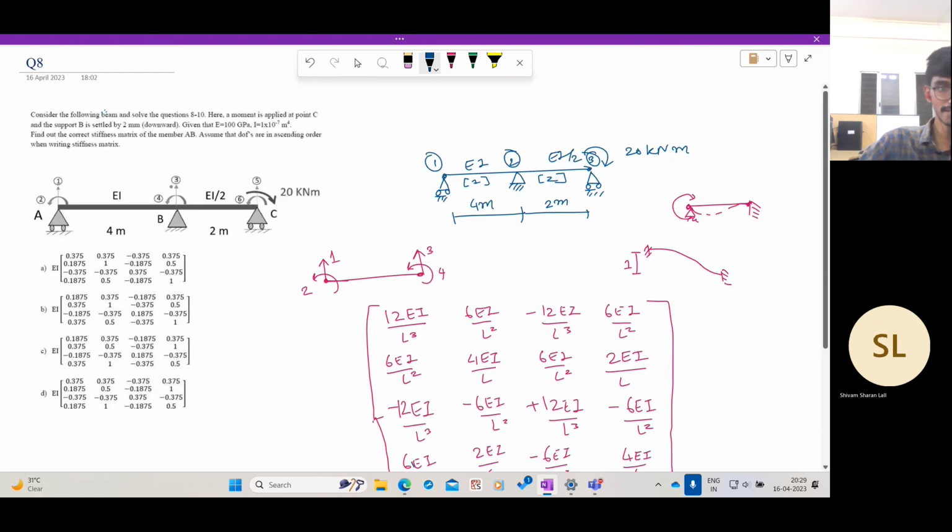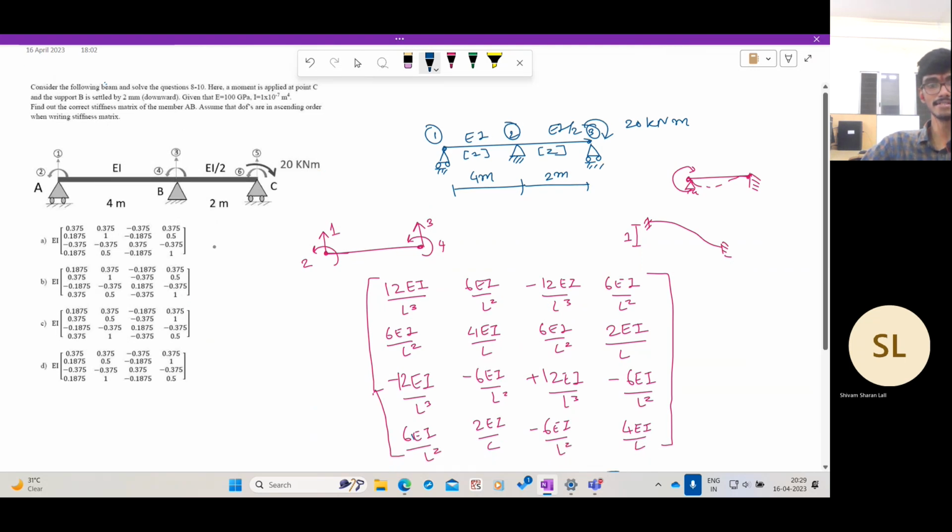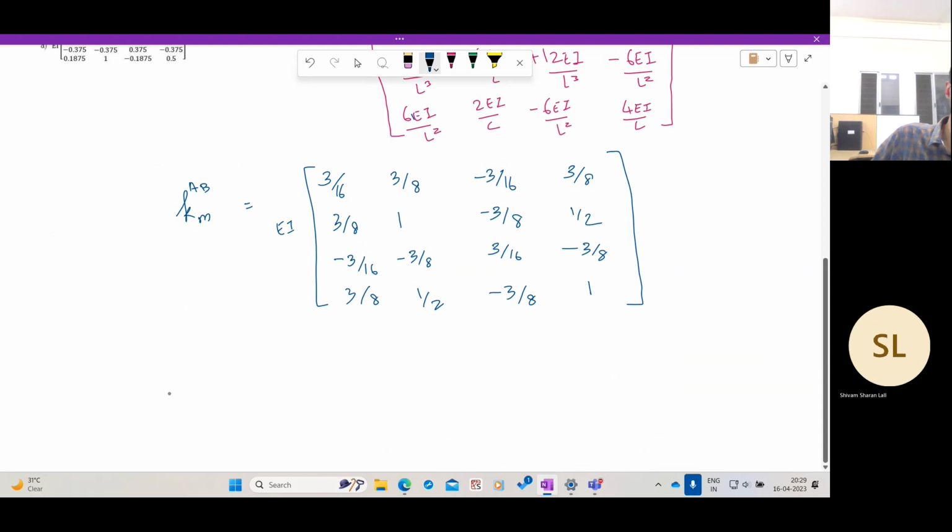Similarly, for the member BC also you can write. Just note that EI is EI by 2 and length is 2 meters. So just plug in the values. So for the member BC, you get EI into 3 by 4. It's a matter of just plugging in the values, so I'm not spending time on this. Minus 3 by 4 and 3 by 4.